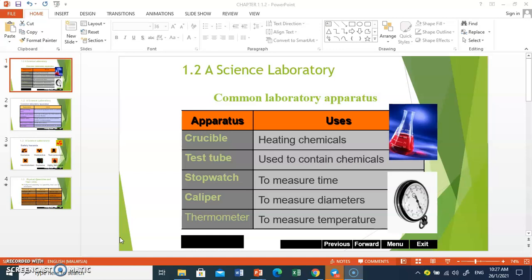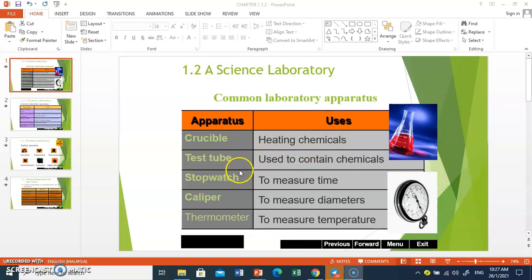There are many types of materials and apparatus found in the lab. For example, measuring cylinder, retort stand, and pipette. So today, as you can see from my slide here, these are the common lab apparatus that we usually use. The first one is crucible, we call it mangkuk pijar. We use it to heat chemicals.